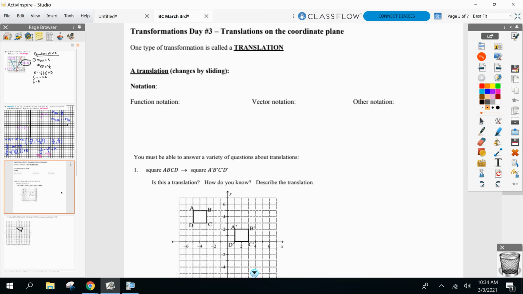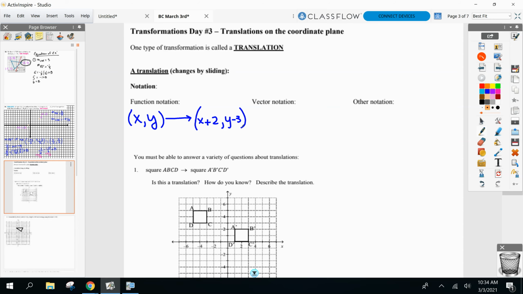First way is what I call function notation. It'll say, you're going to take your XY coordinate and do the following. You're going to see the implies arrow, and it's going to say something like this, just as an example: X plus 2, Y minus 3. So it's going to say, take every coordinate you have right now, add 2 to the X, and subtract 3 from the Y.